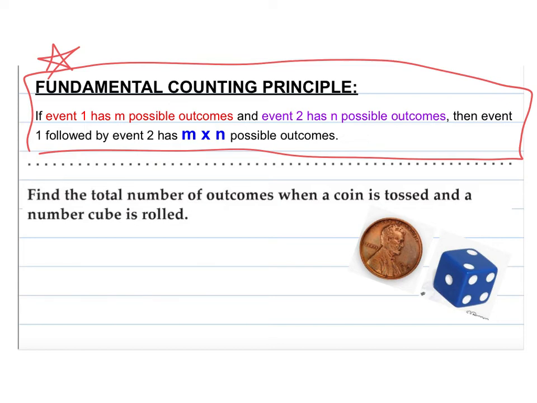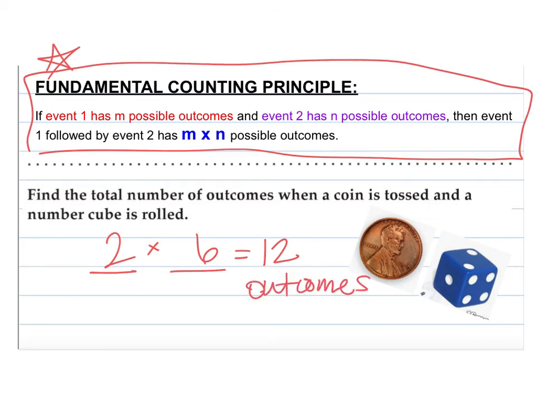So we're trying to find the total number of outcomes when a coin is tossed and a number cube is rolled. So I always ask myself, how many events are happening? Looks like 2. We're flipping a coin and we're rolling a cube. Thinking about a coin, how many possible outcomes are on a coin? Well, I could get a heads or I could get tails. That's 2 outcomes. A number cube, as in a 6-sided dice. Well, I could roll a 1, 2, 3, 4, 5, or a 6. That's 6 possible outcomes. So now I multiply those 2 numbers together. 2 times 6 equals 12 outcomes.